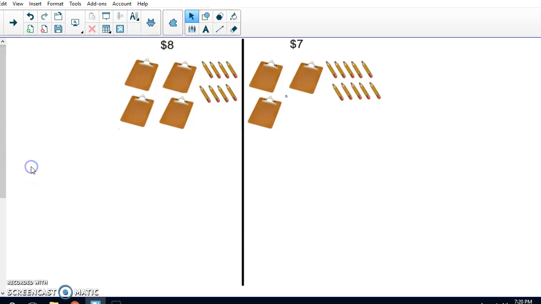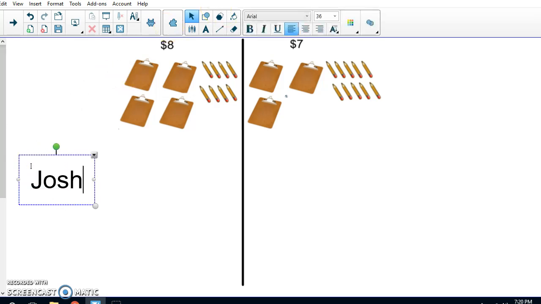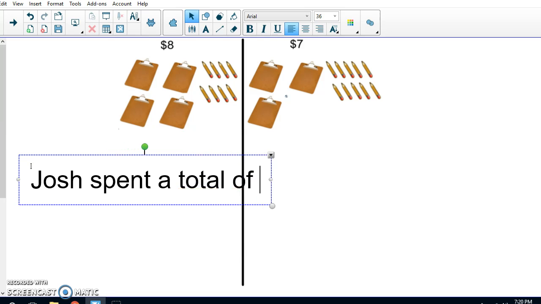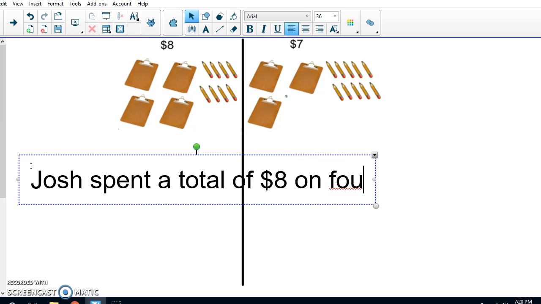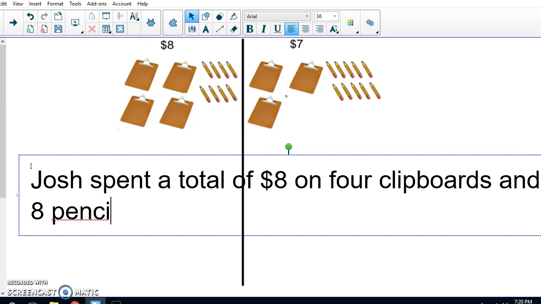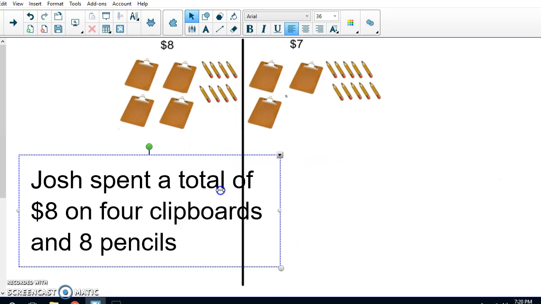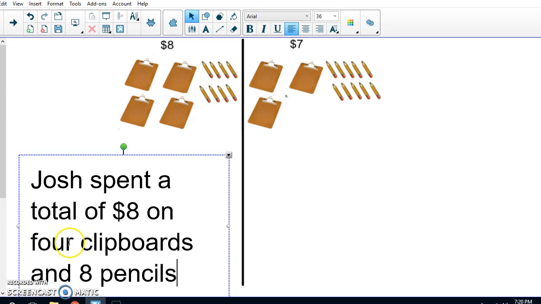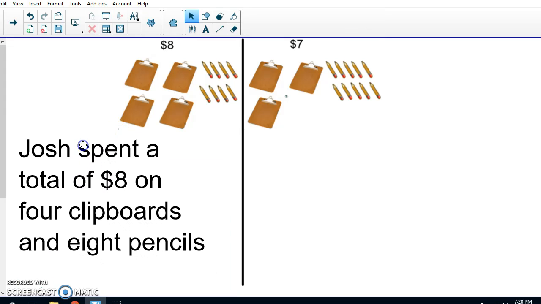So let's see, Josh spent, we'll use the word a total of $8 on 4 clipboards and 8 pencils. All right, I like writing it out in words.